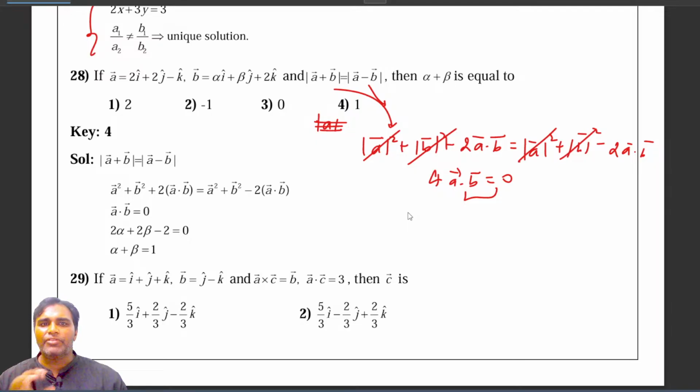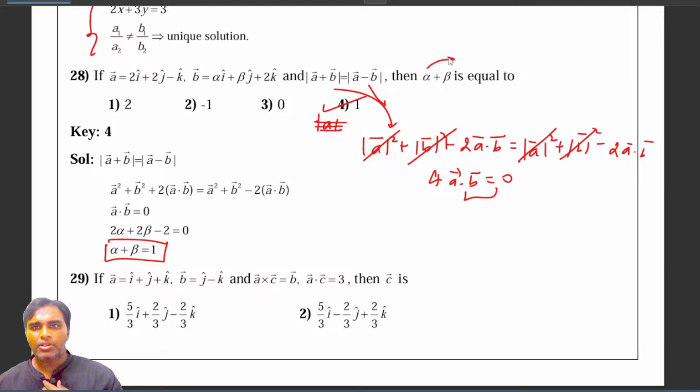So basically we have to do only a dot b equals to 0, and if we do a dot b equals to 0, we'll get alpha plus beta equals to 1, in a very easy process. So question 28, option 4 is the answer. It is based on exemplar. This question is from an exemplar model question, right? So not so much tough.